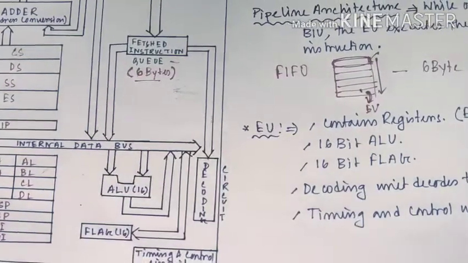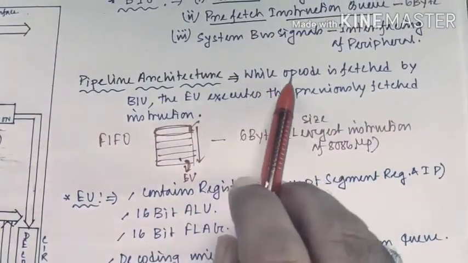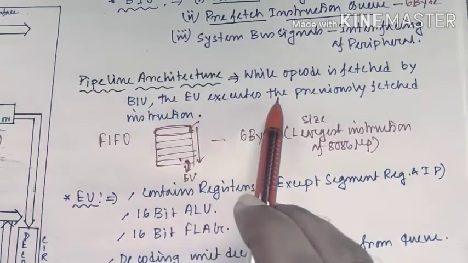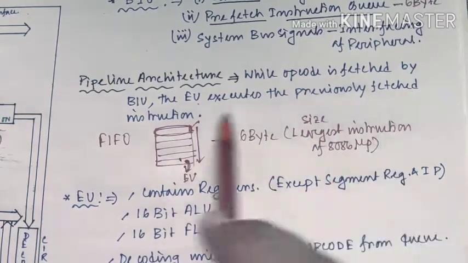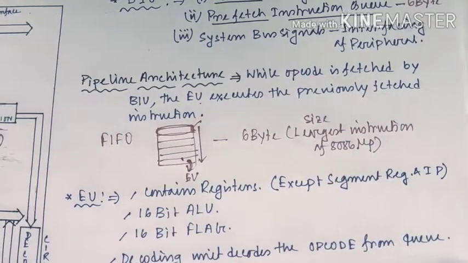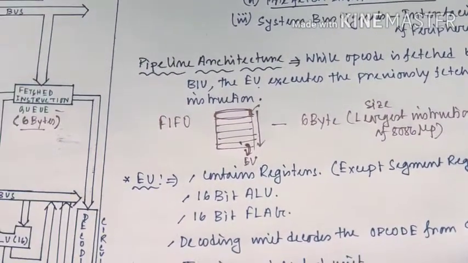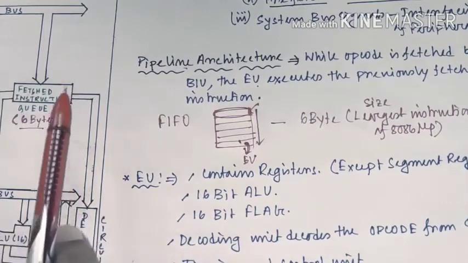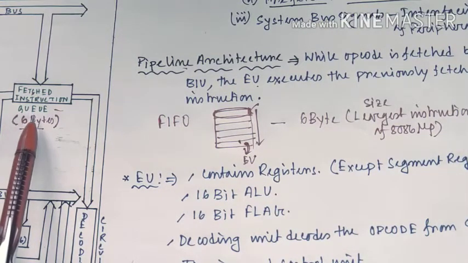This type of architecture is called pipeline architecture. It is written in a very simple way: while an opcode is fetched by the BIU, the execution unit executes the previously fetched instruction. That is the meaning of pipeline architecture. So you should remember, the pipeline architecture of 8086 is basically the combination of BIU and EU with the help of this prefetch instruction queue.